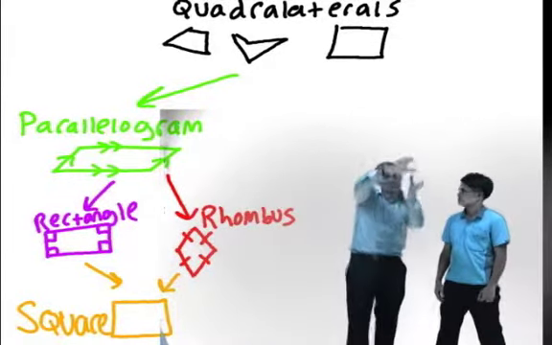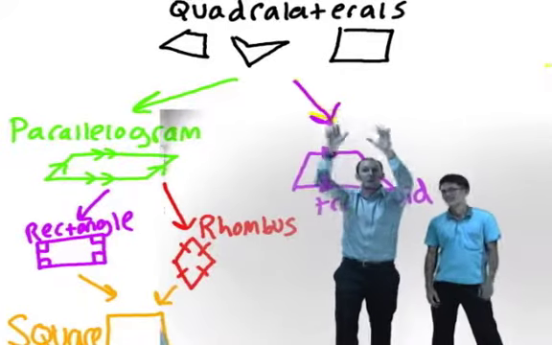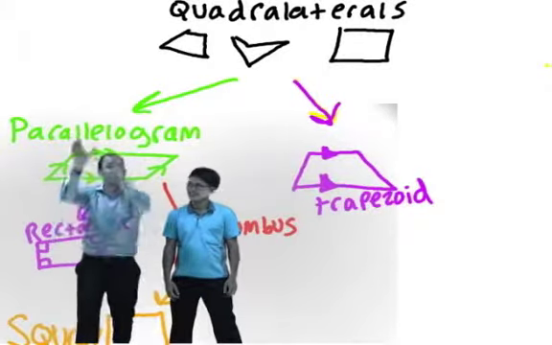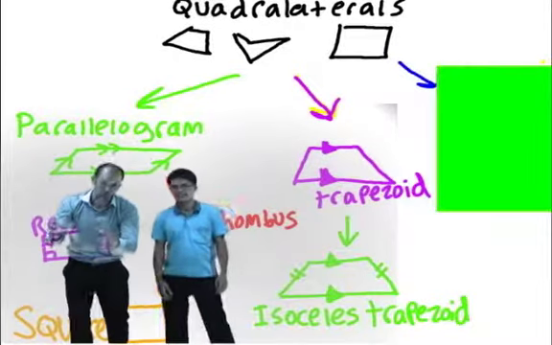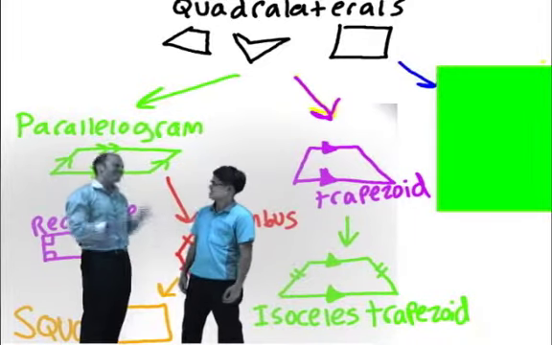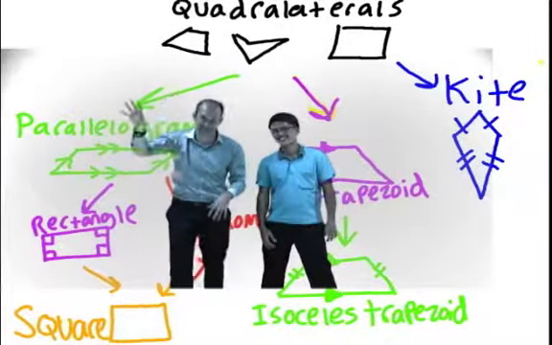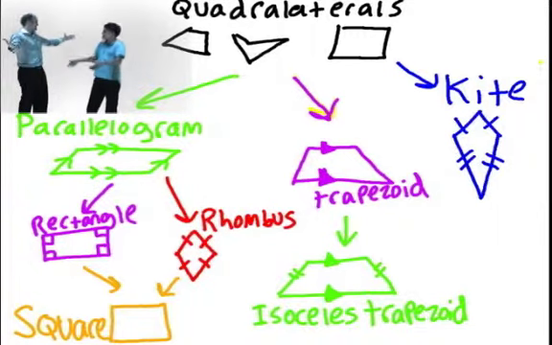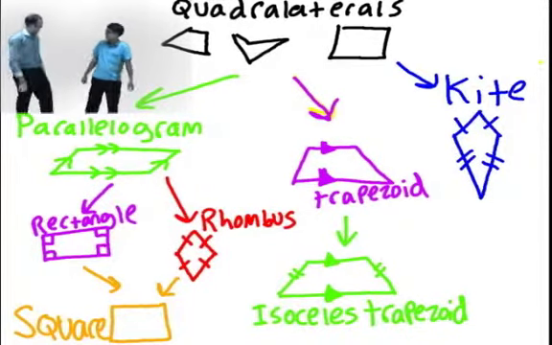Now, the other section that's going to be connected is quadrilaterals to trapezoids. Trapezoids by themselves go down into isosceles trapezoids. And the last thing that's not connected to anything at all, that has all different rules, is going to be the quadrilaterals to the kites. And that is the whole thing of quadrilaterals and how they're all connected to each other. Okay, let's go.